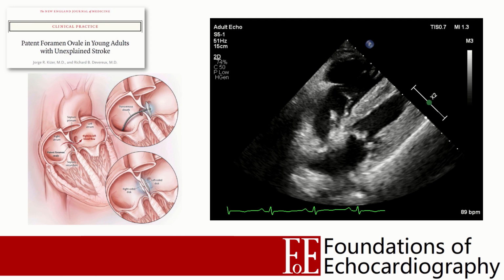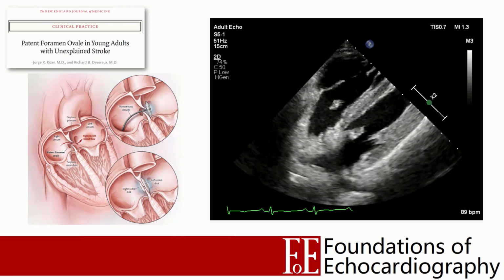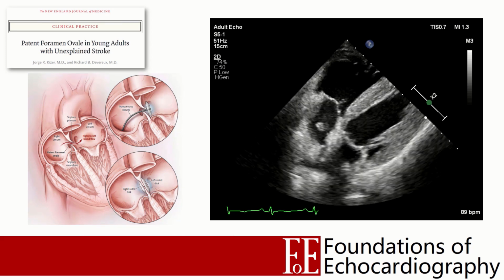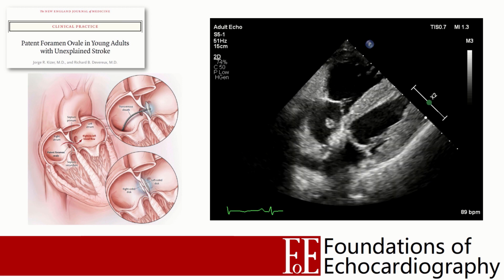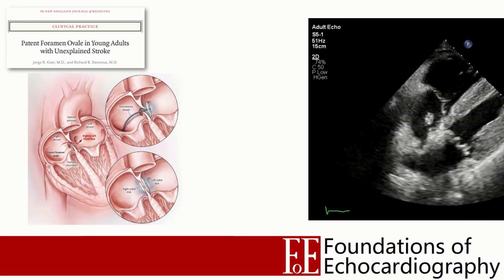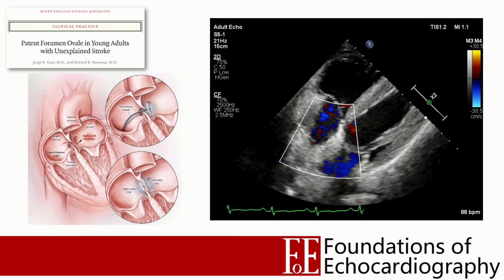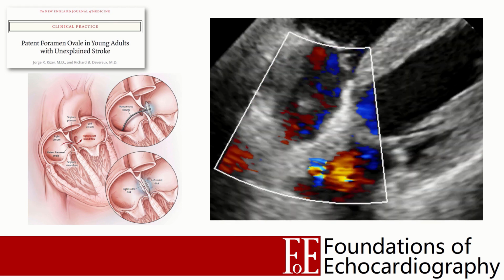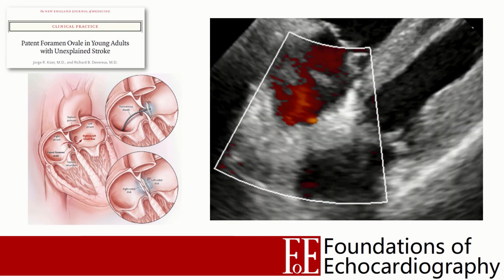Here we can see a mass within the right atrium which is presumably thrombus, and the intraatrial septum itself looks abnormal, and I suspect the thickening is actually thrombus sitting on the fossa ovalis. If we place colour over the intraatrial septum, then we can see a clear jet moving from right to left.